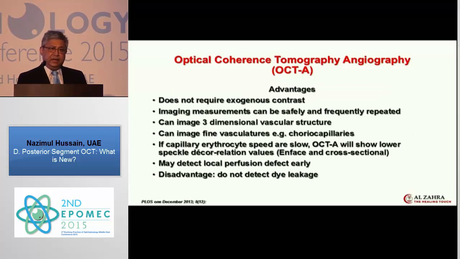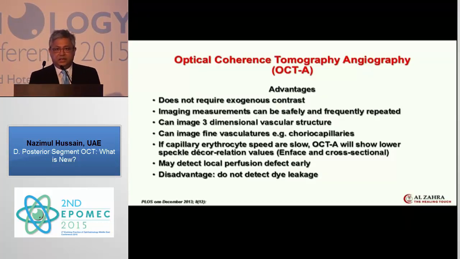What is the advantage of this? The advantage is it doesn't require an exogenous contrast. Imaging measurements can be safely and repeatedly done, and it can image a three-dimensional vascular structure. So we can see the choriocapillaris and its abnormality, and can even follow if there is a slowness in erythrocyte flow, which you can pick up early, if there is any early block in the vasculature. So it may be possible that this technology may help you to detect local perfusion defects early.